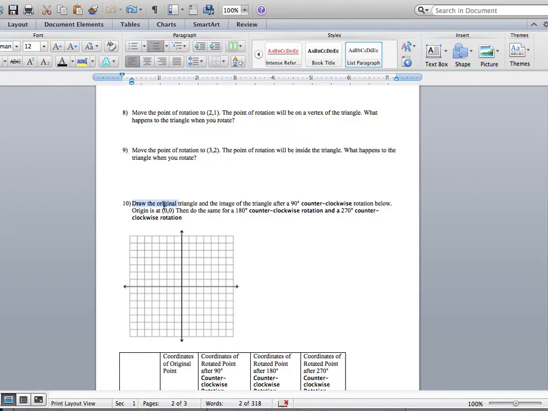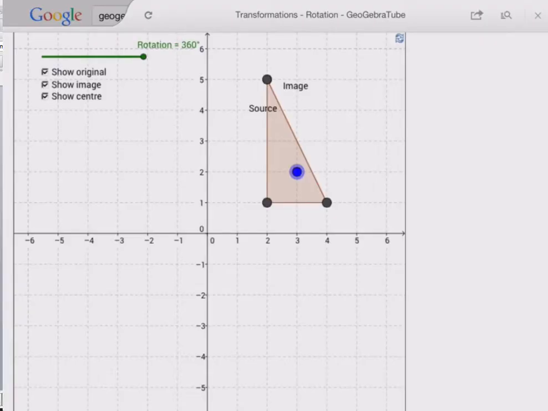Now they want you to draw the original triangle in here. So draw, put the center of rotation back right there.